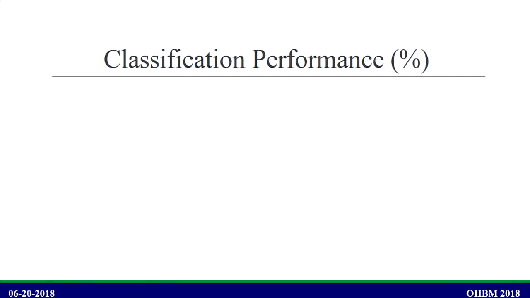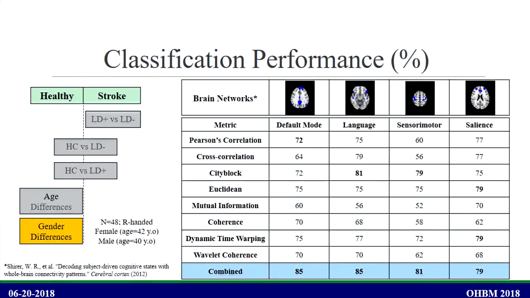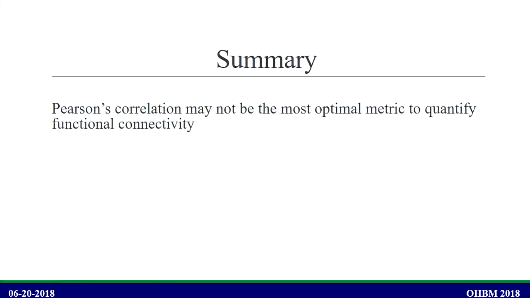We also similarly validated this with gender-based differences. We looked at 48 right-handed people, half of them male, half of them female. Again, Pearson's correlation does not necessarily perform best, but the combined metric does outperform all the other metrics. And so basically what I wanted to emphasize here was that Pearson's correlation might not always be the most optimal metric to quantify functional connectivity.